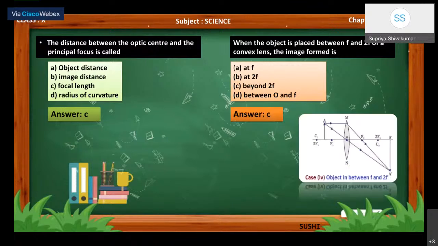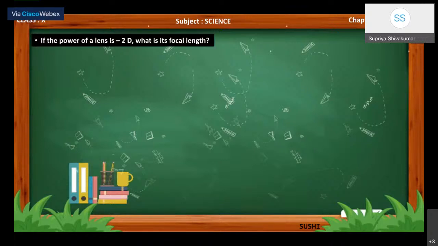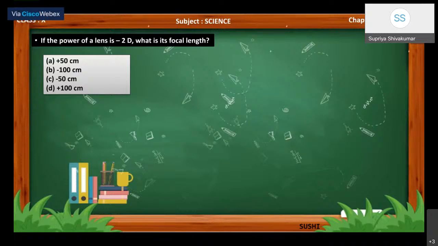Yes. Moving further. If the power of a lens is minus 2D, what is its focal length? Ma'am, minus 4 meter. Minus 2 meter. It is 1 over minus 2, which is minus 0.5 meter. Minus 50 centimeter. Yes, the answer is C. Option C is the right answer.